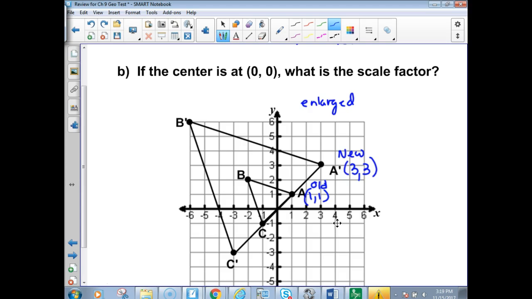Sometimes it shrinks, okay? So if the new one has a point of 3, 3 and the old one has a point of 1, 1, what did you do to the old point to get the new point? You multiplied by 3. And so what you do is you're comparing new to old, no matter what the numbers are. 3 over 1 gives us 3. So the scale factor is 3.